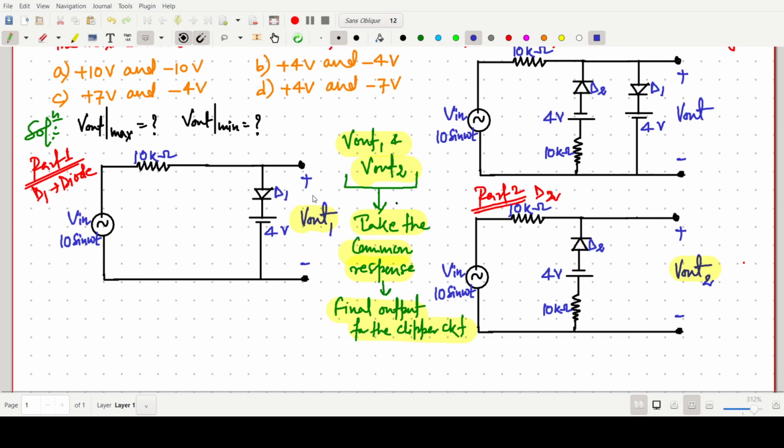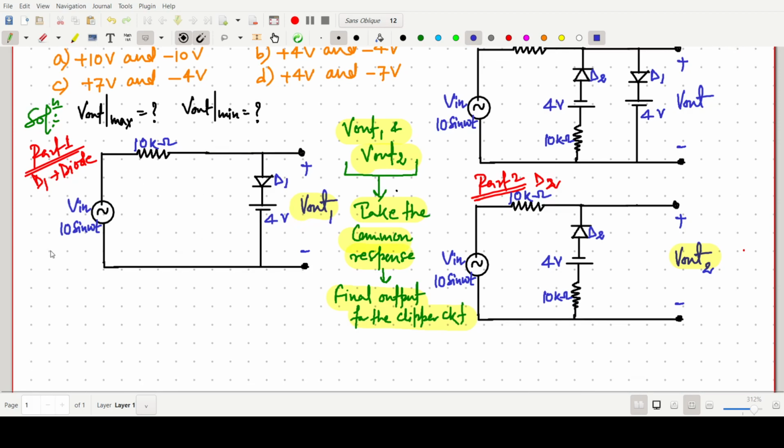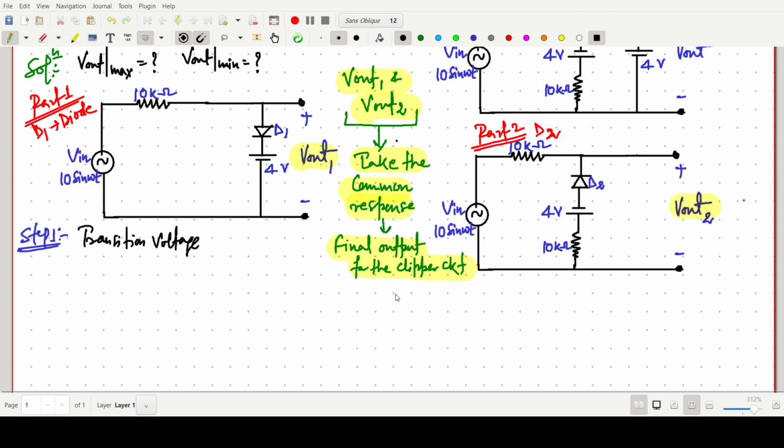Now we can easily say, when the diode is on, this value will be 4 volt. This is a clipper circuit, so to solve such a problem, step 1: first we have to find the transition voltage. Now I am solving this diode problem. I am just making a line. On that side we will solve this one and this one, then we will combine.